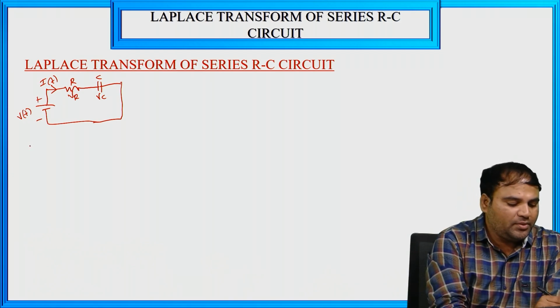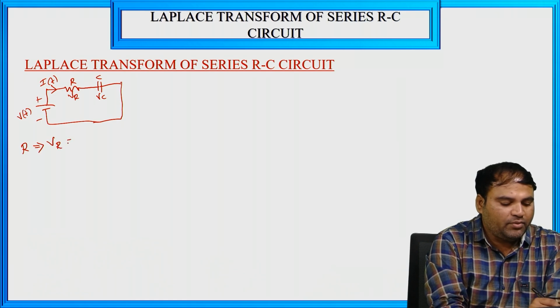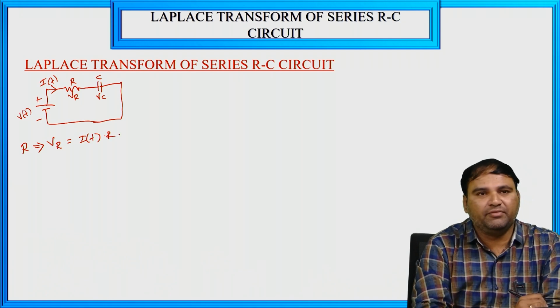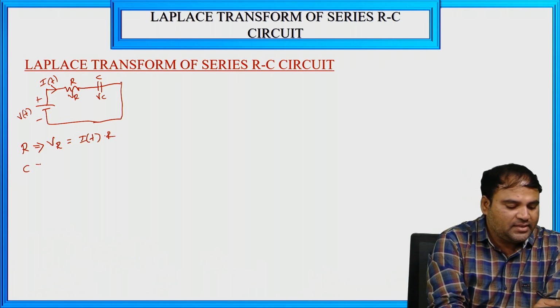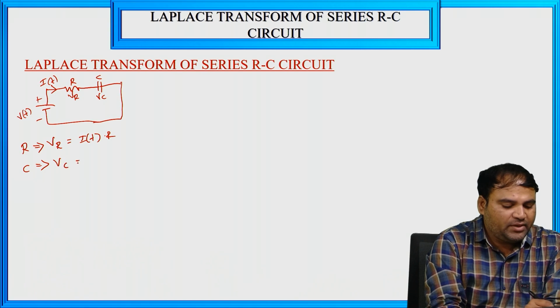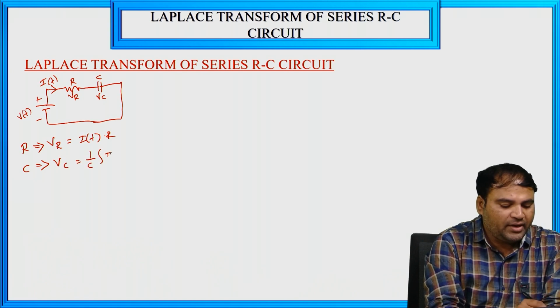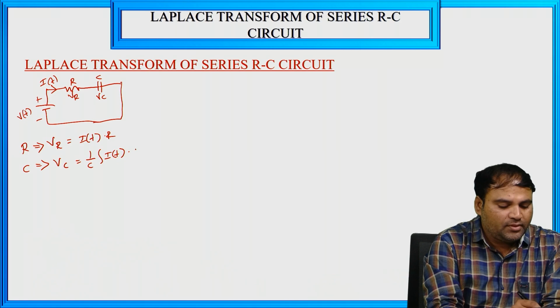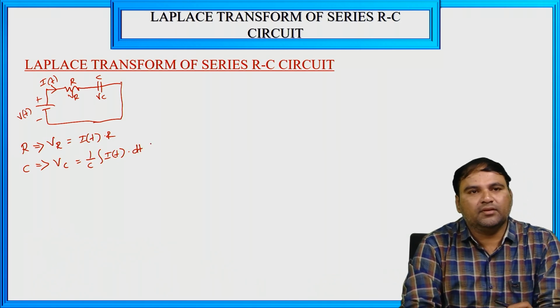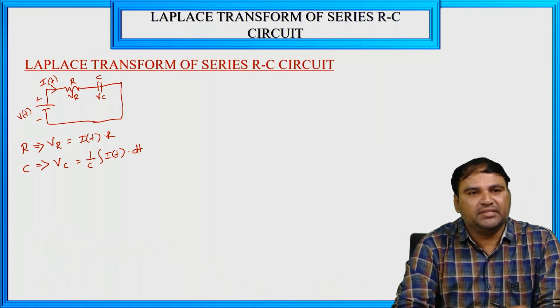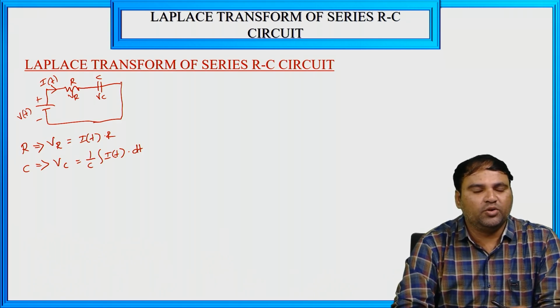Now at resistor R, VR equals I of t into R, according to Ohm's law, and at capacitor C, the voltage equation is VC equals 1 by C integral of I of t dt. So the voltage drop at the resistor is VR equals I of t into R, and the voltage drop across the capacitor is VC equals 1 by C integral of I of t dt, right?